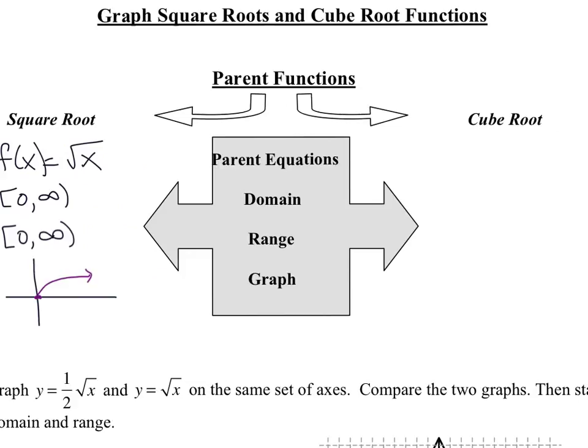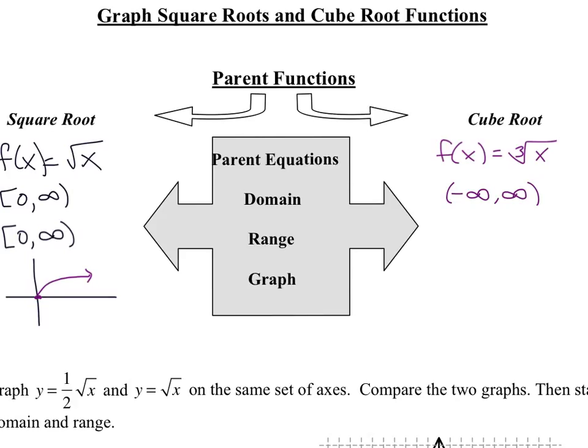For a cube root, the parent equation would be f of x equals the cube root of x. Again, that's the most basic of all cube roots that we have. Now for the domain, remember that's all the values for x. In the square root we had to eliminate possible values for x because we didn't want negative numbers. But negative numbers are okay inside of a cube root because if you took the cube root of a negative 8, it would just be a negative 2. So with cube roots, you can include those negatives. In fact, you can include all real numbers, so negative infinity to infinity.